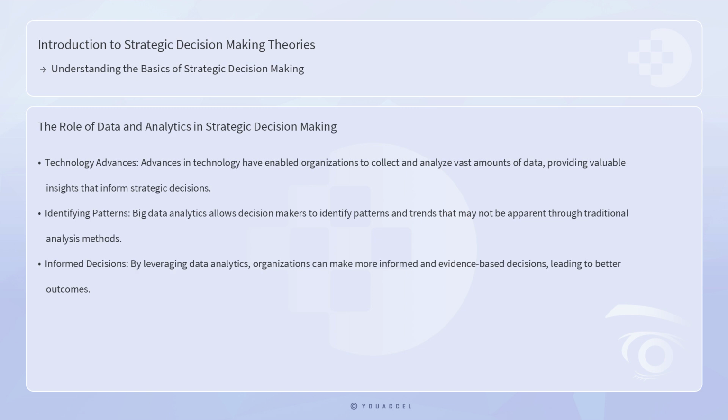The role of data and analytics in strategic decision-making cannot be overstated. Advances in technology have enabled organizations to collect and analyze vast amounts of data, providing valuable insights that inform strategic decisions. Big data analytics, for instance, allows decision-makers to identify patterns and trends that may not be apparent through traditional analysis methods. By leveraging data analytics, organizations can make more informed and evidence-based decisions, leading to better outcomes.